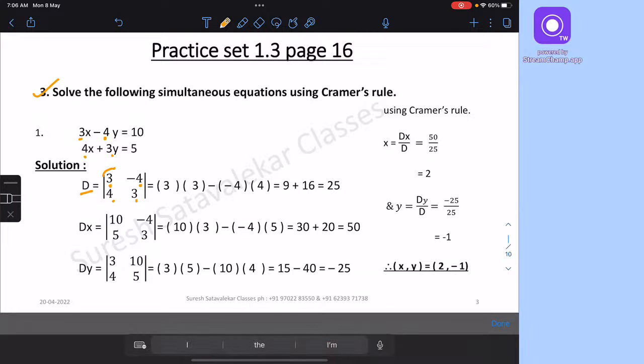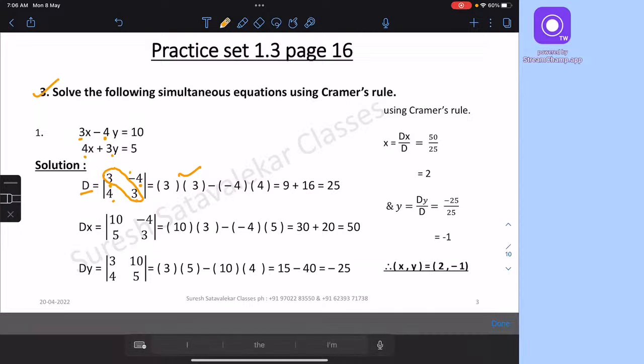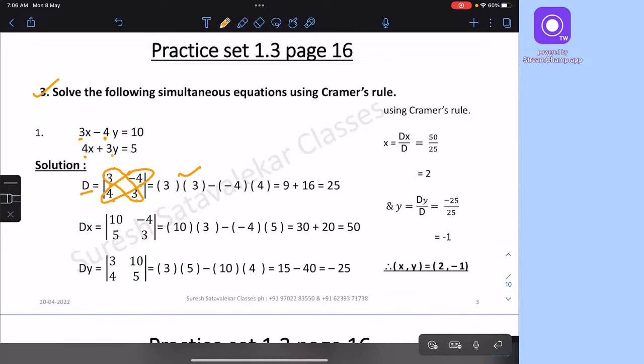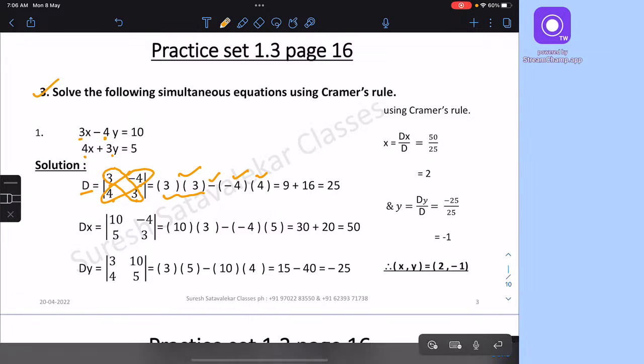Now as done before, first multiply 3 into 3, and then from that you have to subtract the product of 4 and minus 4. Subtract means minus, and the product of minus 4 and 4. So 3 3s are 9. Minus minus is done plus. 4 4s are 16. 9 plus 16 is 25. This is D.